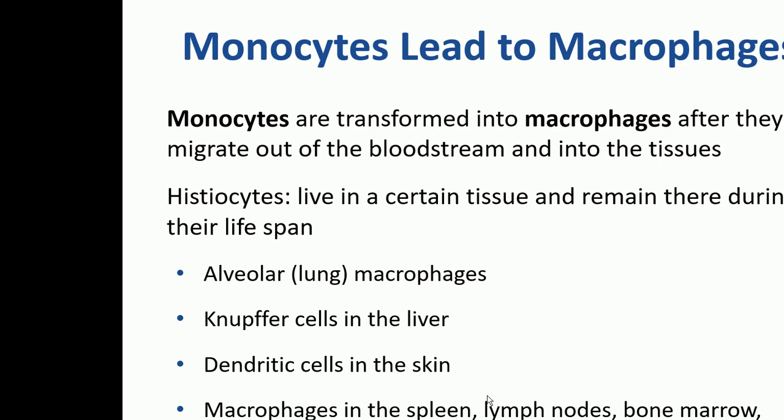The second category of phagocytes is monocytes. These monocytes are the ones which actually transform into macrophages after they migrate out of the bloodstream and go into the tissues. So when these cells are in the blood, they're called monocytes. And when they move into tissues, they're called macrophages. And there are different kinds of macrophages. There are macrophages in the lungs, liver, skin, lymph nodes, spleen, and bone marrow.